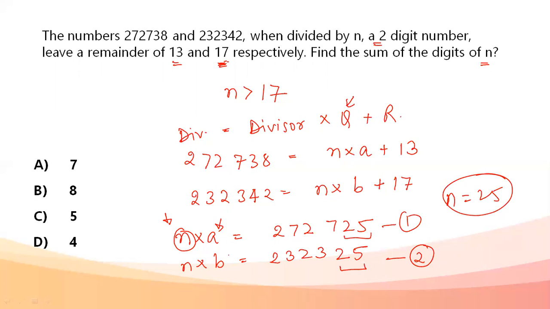I can find out my quotients, I can find out a and b, but that is not what my question is. My question is to find the sum of digits of n. So finally I have n, and I can find the sum of digits of n. It is 2 plus 5. My answer comes out to be 7. So the sum of digits of n comes out to be 7. That is option A. Next question.